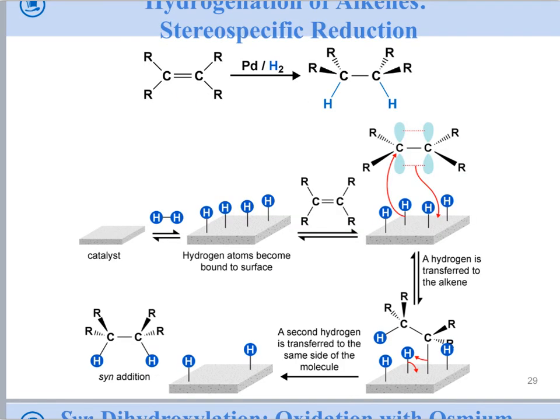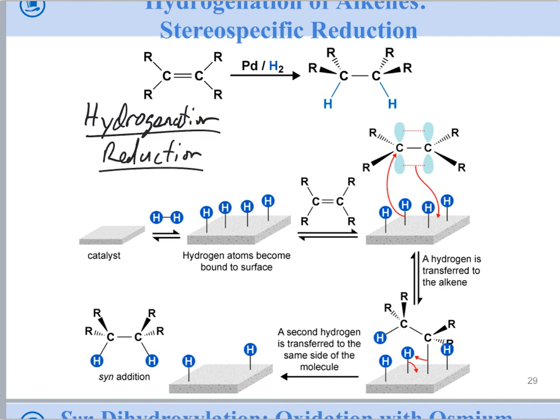All right, last and final reaction for the chapter. This is hydrogenation. This is a reduction. This is actually adding hydrogens, hydrogenation. So we're going to do a reduction, or we're going to add C-H bonds. So we're going to take a pi bond. You don't need to know the mechanism for this.